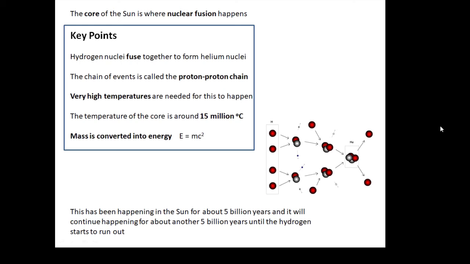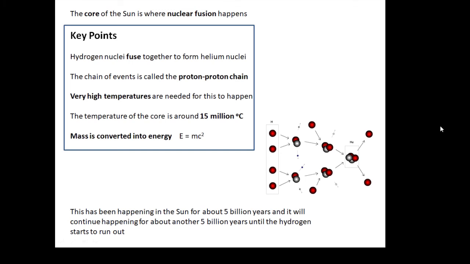Okay? Another important point is, where does this energy come from? Well, it's actually mass being converted into energy. I'm sure you've heard of E equals mc squared, Einstein's equation, and this represents energy coming from mass changing into energy, where E is the energy, m is mass, c is the speed of light.